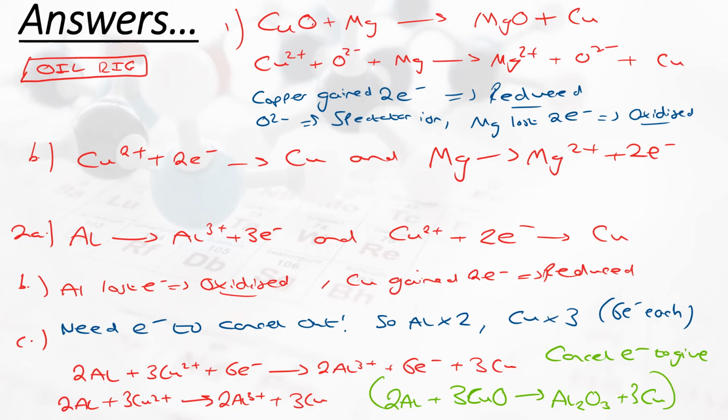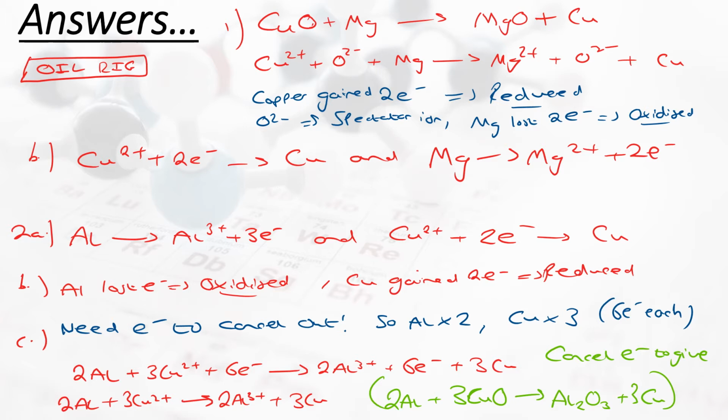Our magnesium is just elemental magnesium, so we don't change that. The magnesium oxide will be a magnesium 2+ ion and then our oxide O2- anion, and then our copper is elemental copper. So when we look at this, we can see that our copper 2+ has ended up becoming elemental copper. So the copper must have gained 2 electrons, and if we've gained electrons, the copper has been reduced.